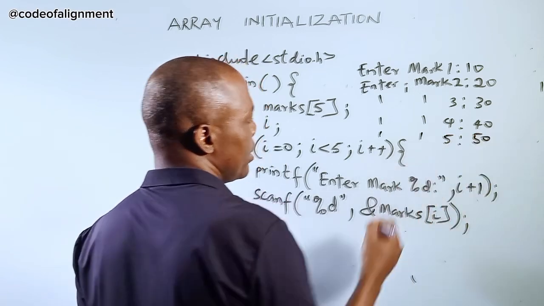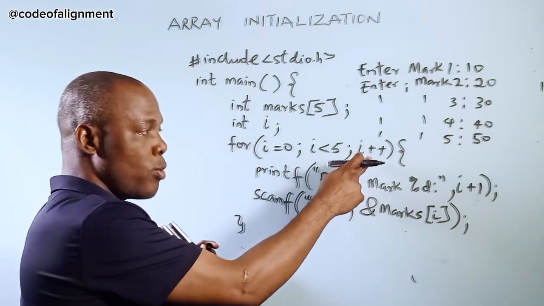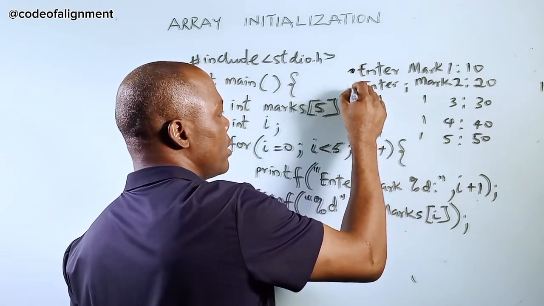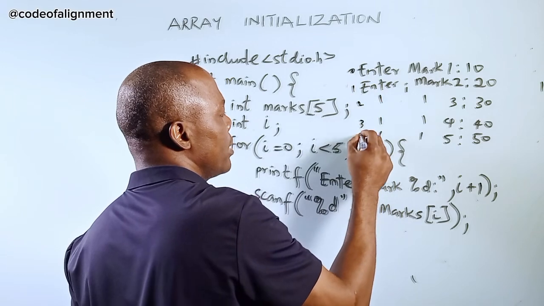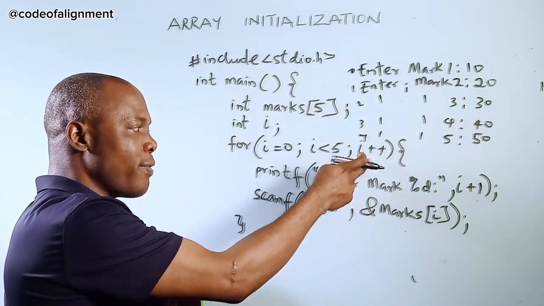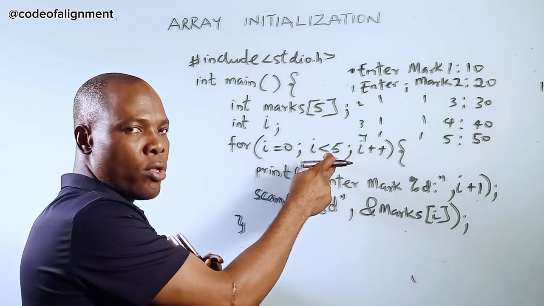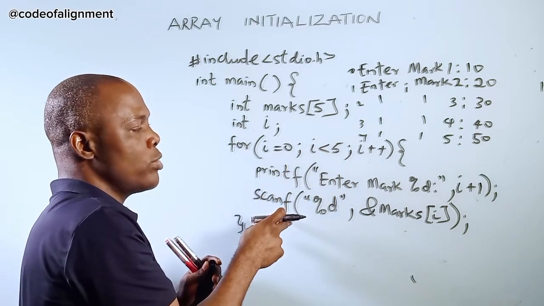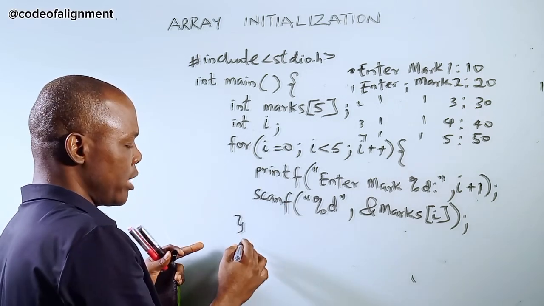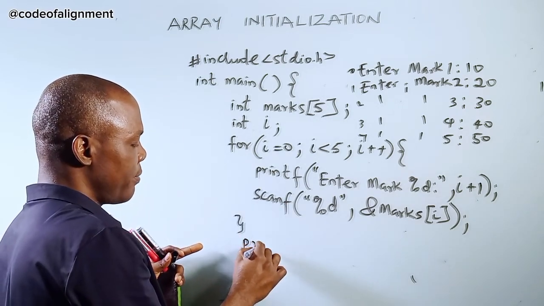Then it will repeat this for 5. I'll put 50. So when it increments this i now to 5, this is 0, this is 1, this is 2, this is 3, this is 4. That is index. Now, when it increments this one to 5, i less than 5 is no longer true. So it will not enter into this loop. It will come out. When it comes out, it will experience this printf.